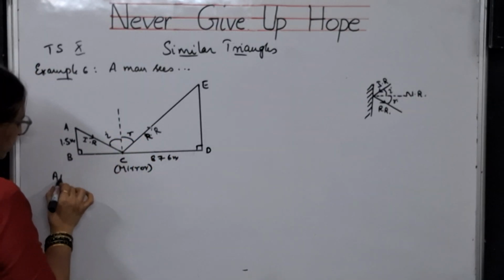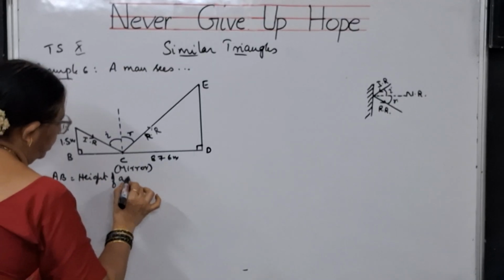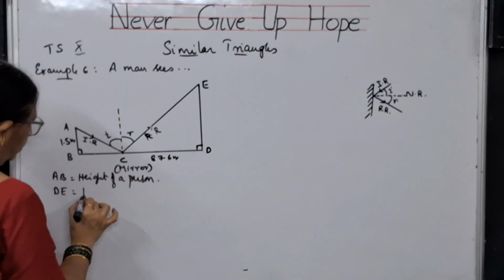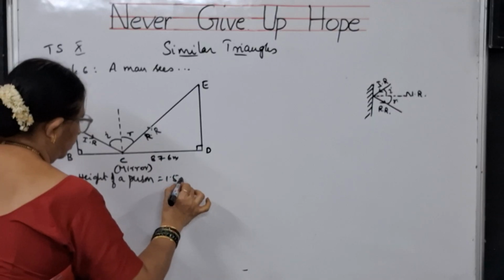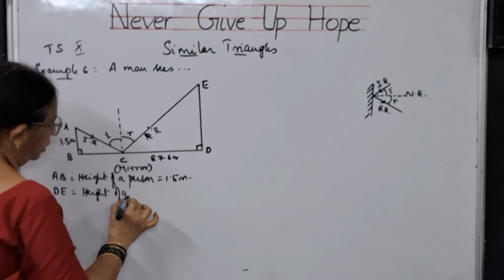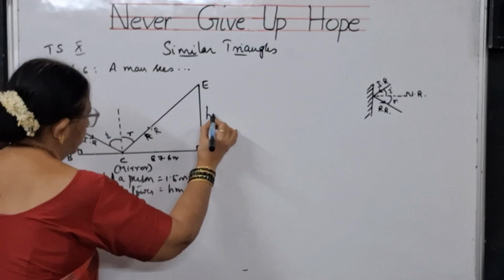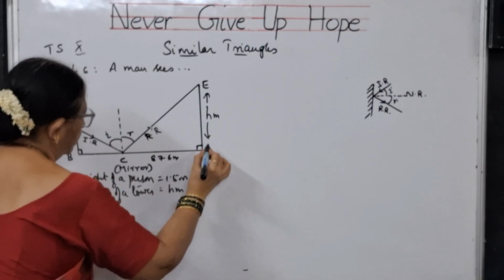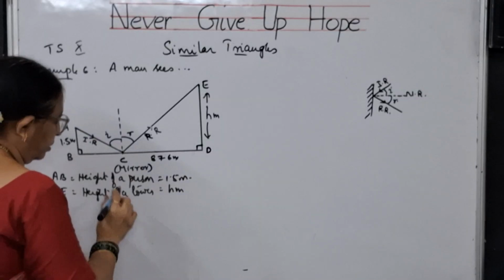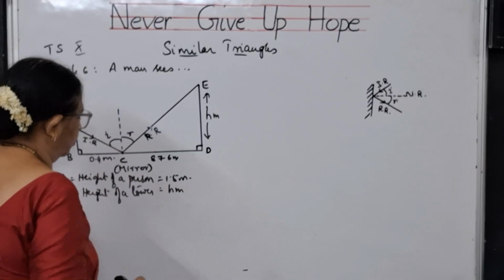So first let me write: AB is the height of a person. DE, this is how much, 1.5 meters. D is the height of a tower. This is h meters. This is what you need to find out. So this is h meters, and the person is standing 0.4 meters away from the mirror, they have told.